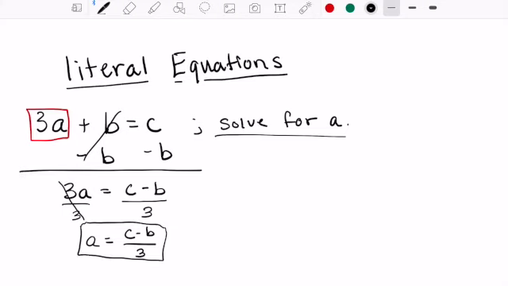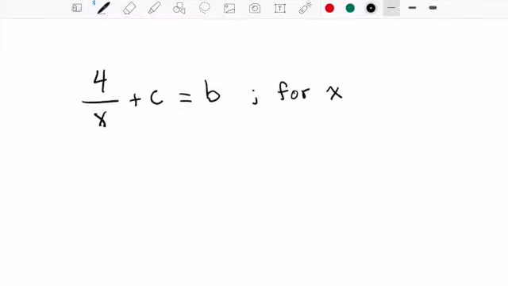Oftentimes, this is very difficult because we want to be able to simplify. We want to be able to solve it, but we can't here. C and B are not like terms, so just write them out following the operation that is being asked. So let's look at another one. So here, they're telling us to solve for x, so I want to get x by itself.